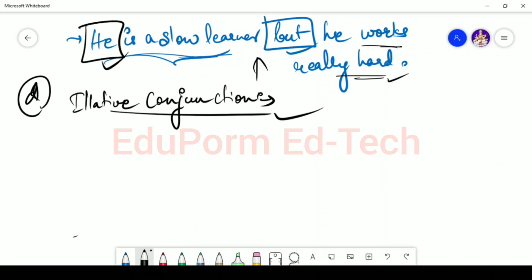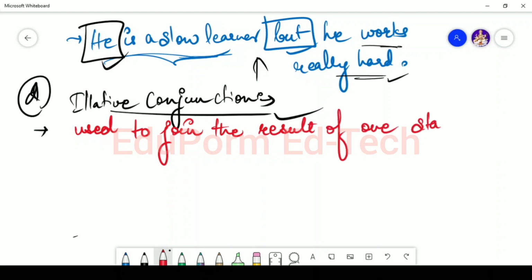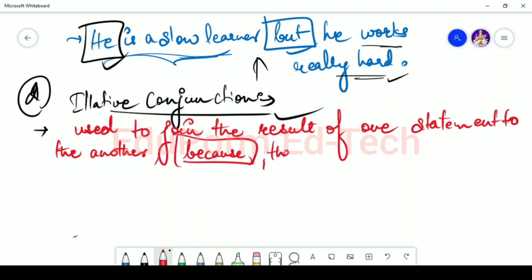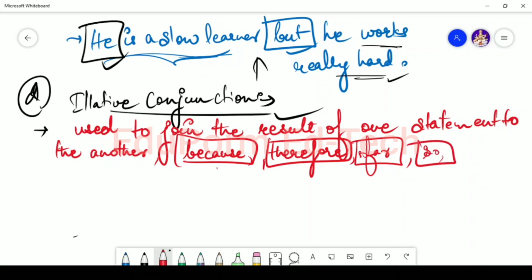Now what is elative conjunction? Elative conjunction is basically used to join the result of one statement to another, such as because, therefore, so far, or if I have to say, so. Now because, therefore, so far, so, these are those conjunctions which are used to join the result of one to another.